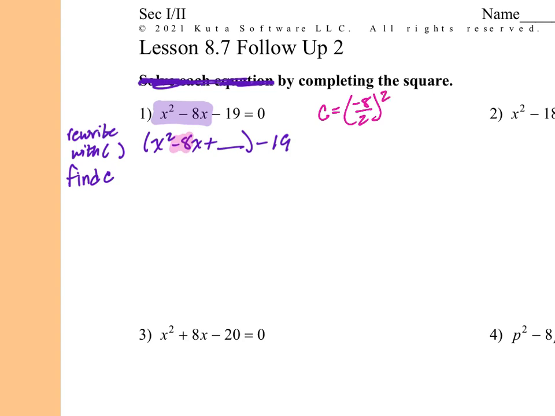So I'm going to do exactly what I just got done doing, what we spent most of the little part of the morning doing. So I've got -8 divided by 2 is -4. And then I'm going to square that, which is 16. So 16 goes on this line. And remember, whatever I add, I have to subtract. So I'm going to also minus 16 there.